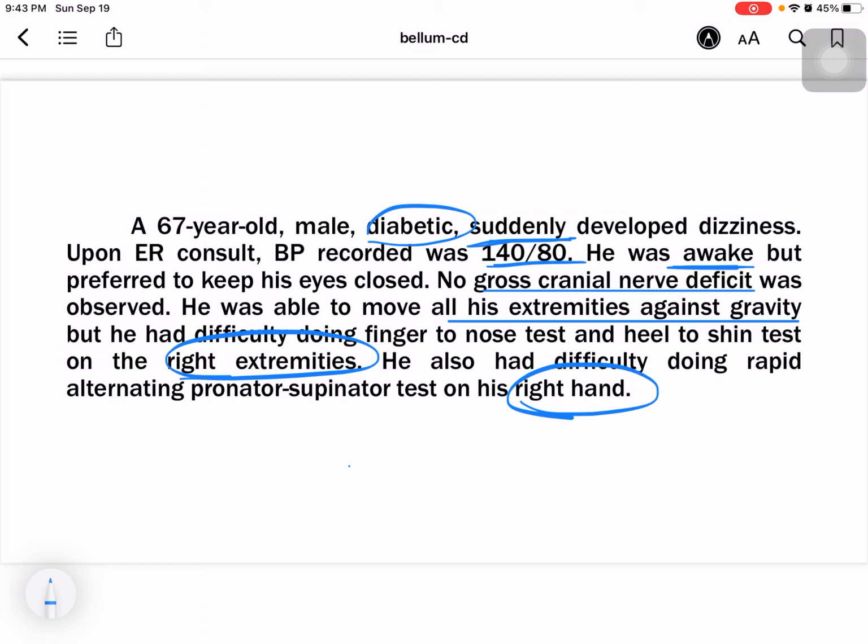It's important to localize the lesion for neurologic cases. So we can say that the lesion is located at the right cerebellar hemisphere. One hemisphere only, because your symptoms are localized only on the right side. And when the cerebellum is affected, the manifestations are mostly ipsilateral.